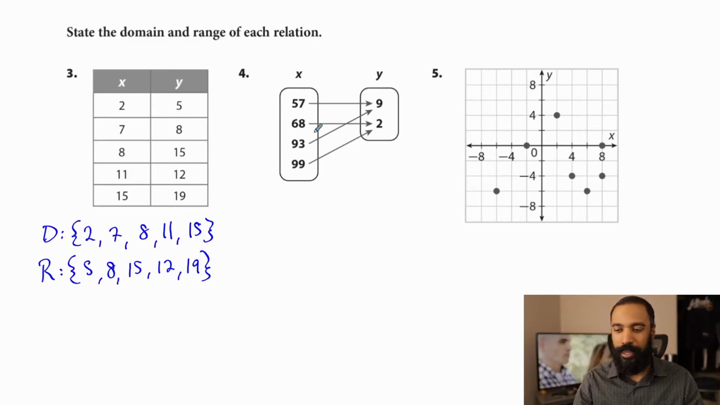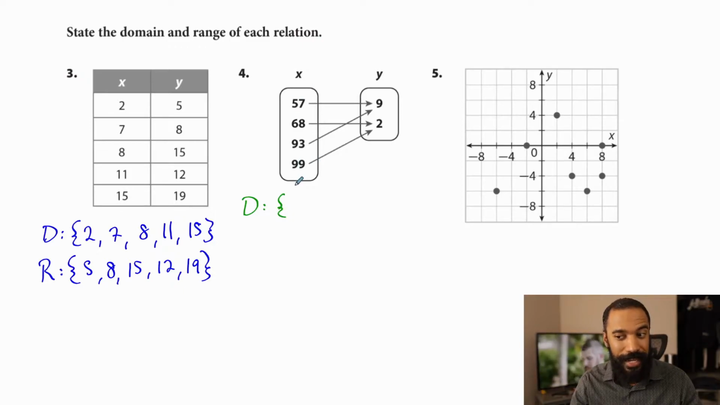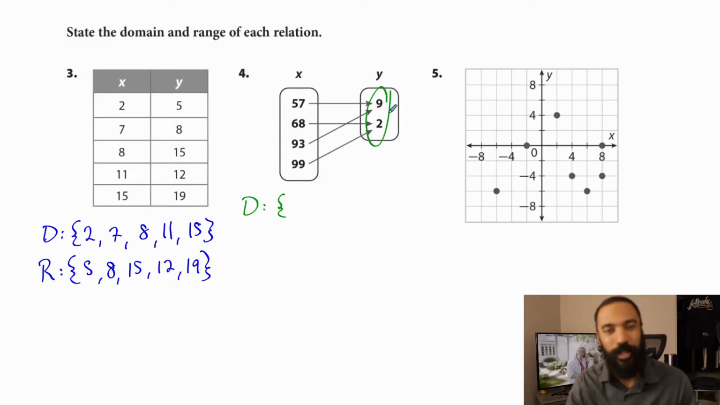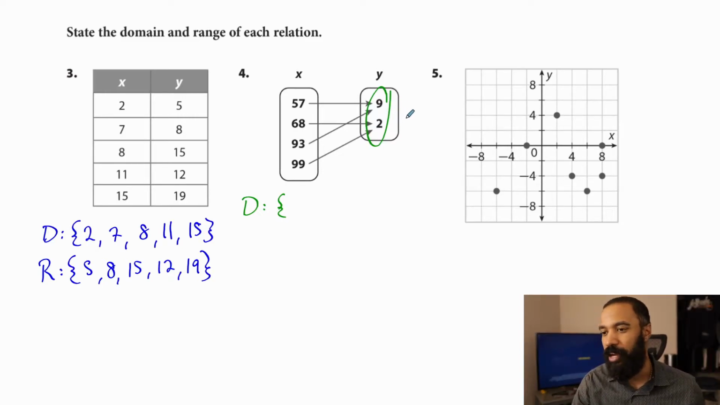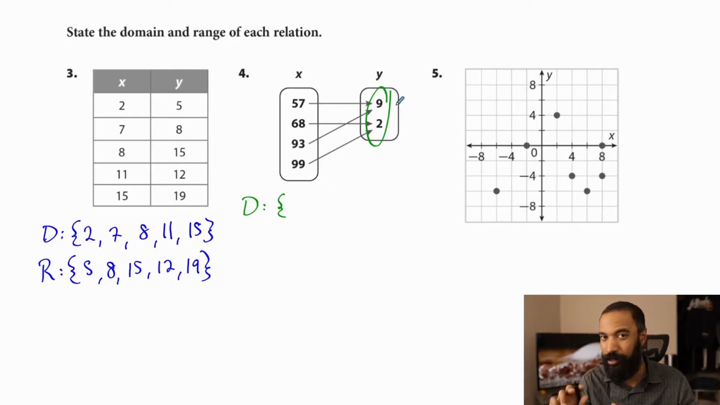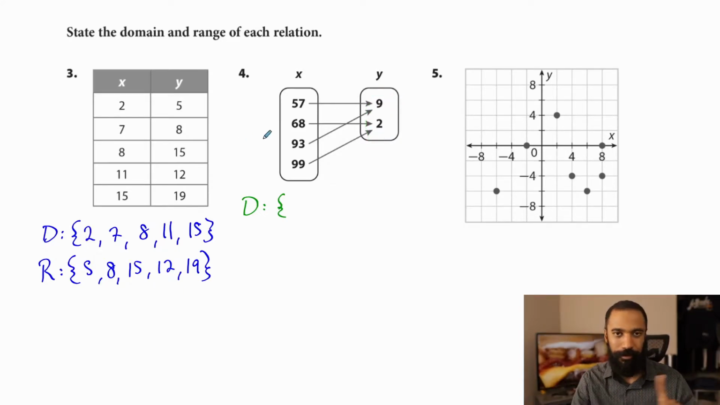Number 4, same kind of thing, state the domain and range here, and I'm gonna use green. So for domain, it's the X values, and again, in increasing order. Oh, look at this mapping diagram, I'm not happy about this. They did not do increasing order. See, a mapping diagram should be doing domain and range as we do them, increasing order. Not a fan of this. And I'm not saying it's not allowed, just not a fan of it.